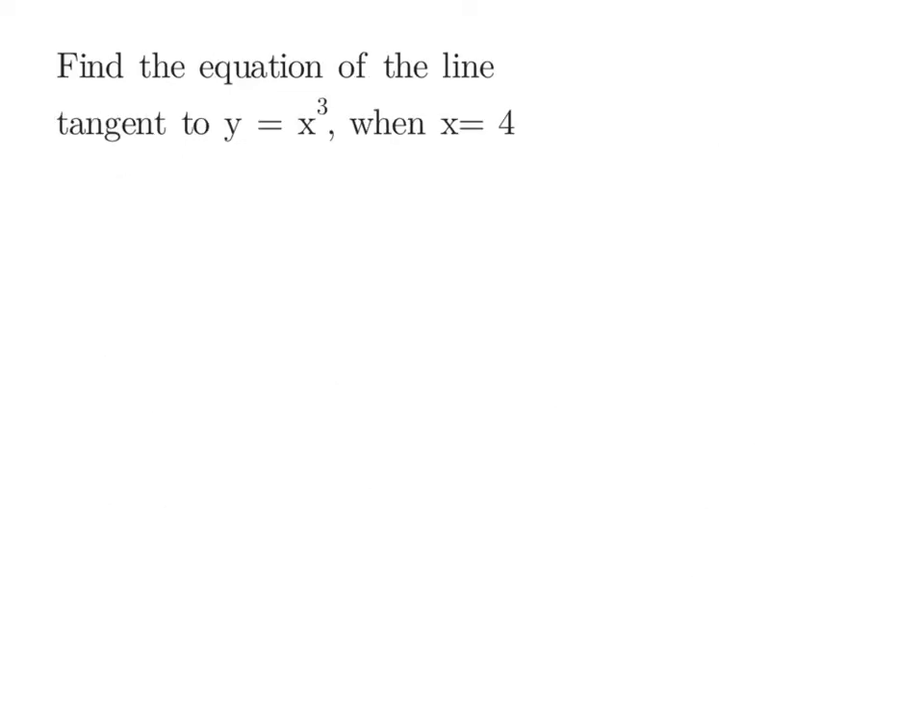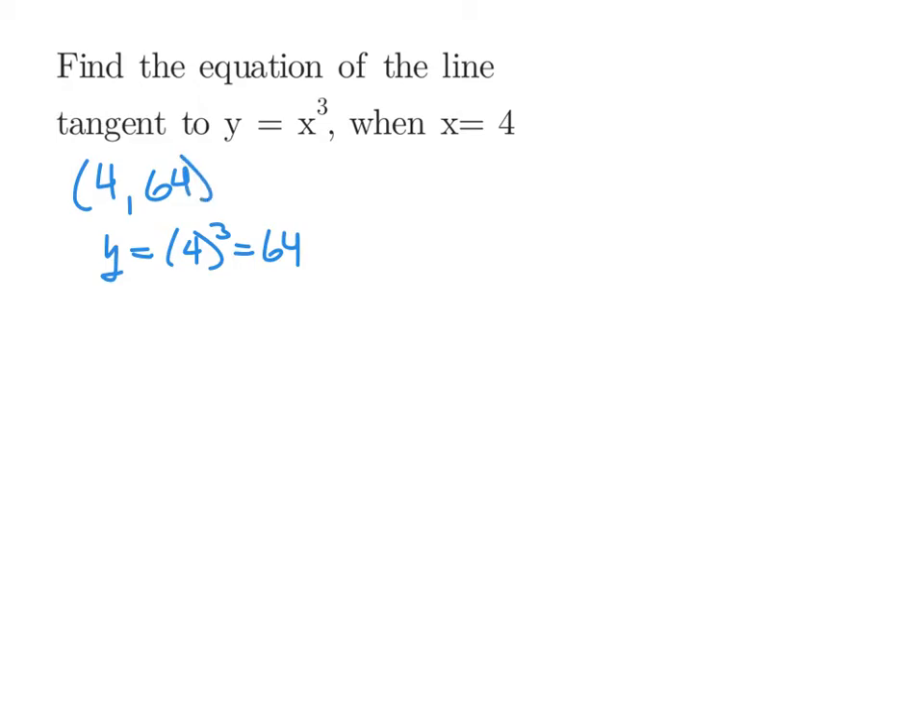And we've been using the derivative to write the equation of tangent lines. So let's find the equation of the line tangent to y equals x to the 3rd when x is 4. Remember, we need two things in order to find the equation of a line. We need a point. I got the point when my x-coordinate is 4, and the y-coordinate is going to be x cubed. So that's 64.